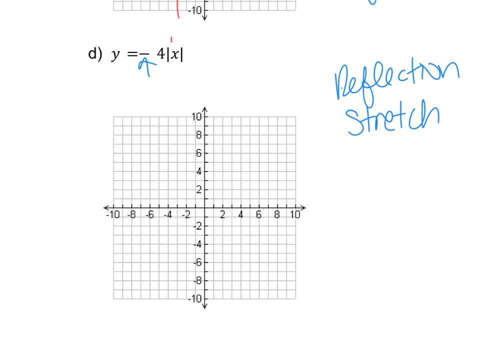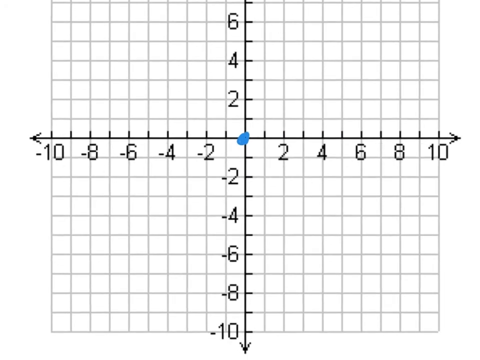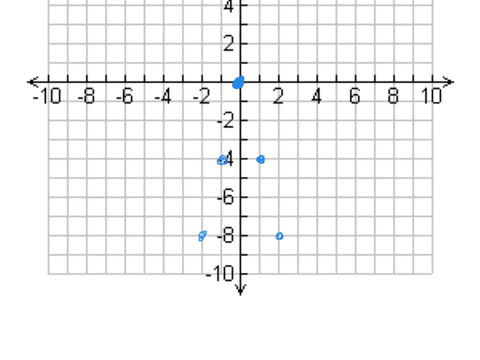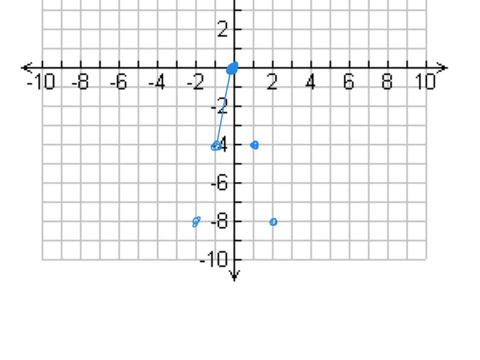Looks like it's not shifted left or right, so that would just be at 0, 0. Now, remember, it's a reflection. It's upside down, so the slope of each line is going to be 4 and -4. So you're going to go down 4, right 1, down 4, left 1. I'm going to do it one more time just because. And so here is what the graph of that line looks like.